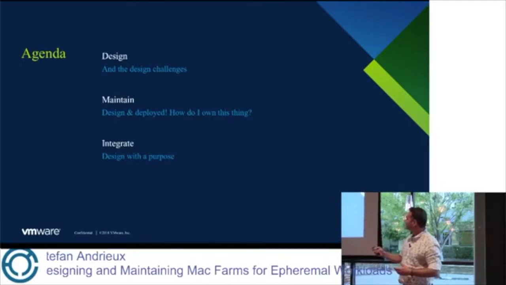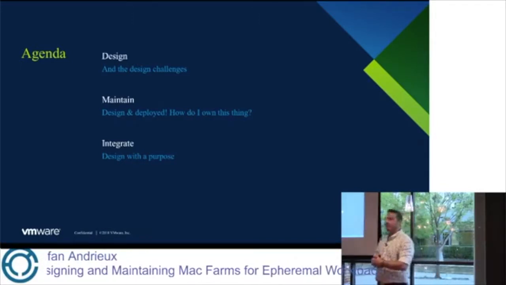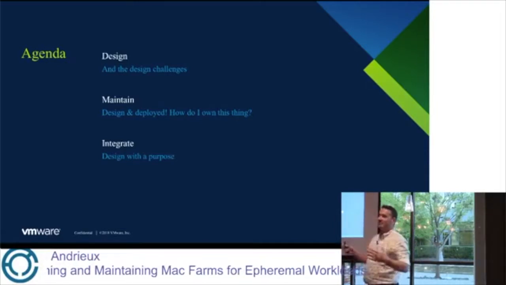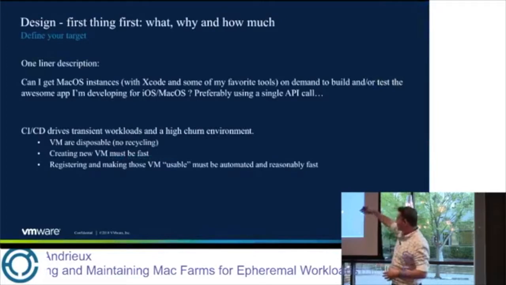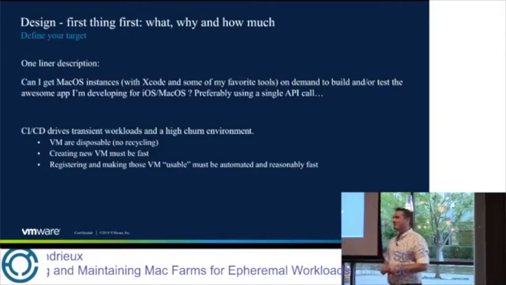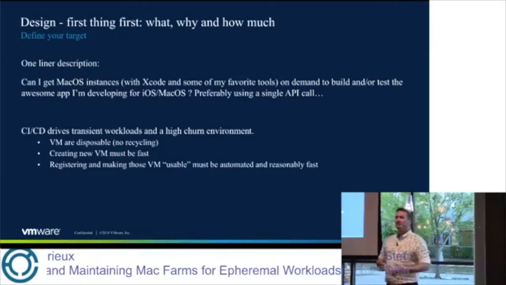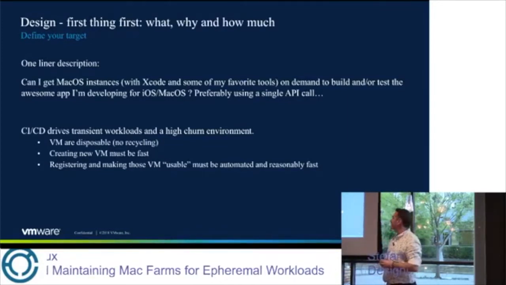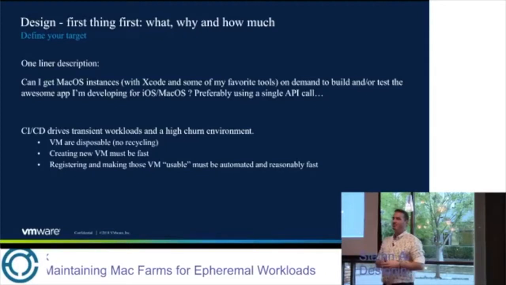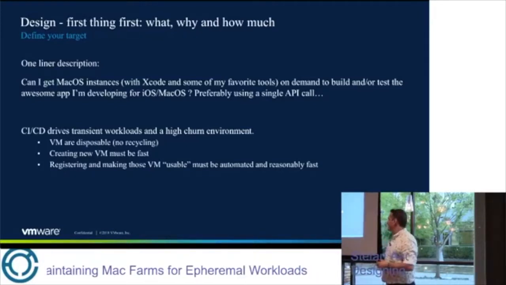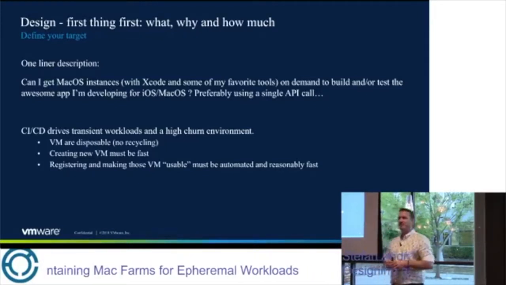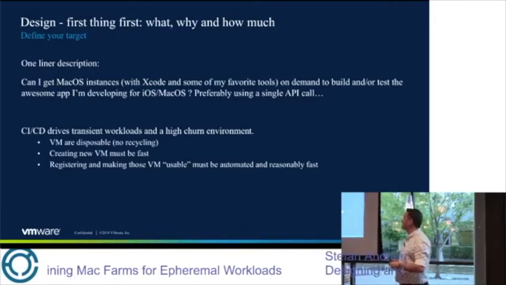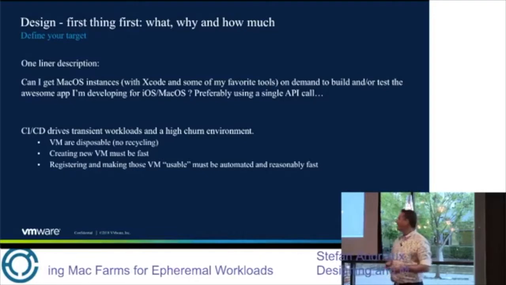The first thing is, what do we want to create? It's not really a one-liner, as you can see, it's stretching on like 3 lines. I just want to have access to a macOS instance, especially with Xcode and all my tools, to build or test my favorite code. And if I can get that through an API, that would be pretty cool. That's a one-liner of what the design is going to be for.